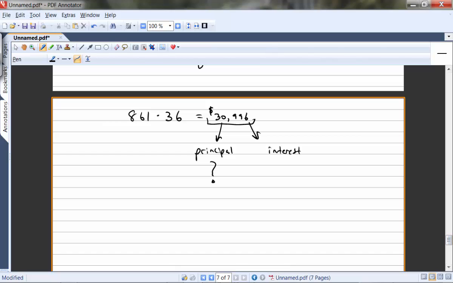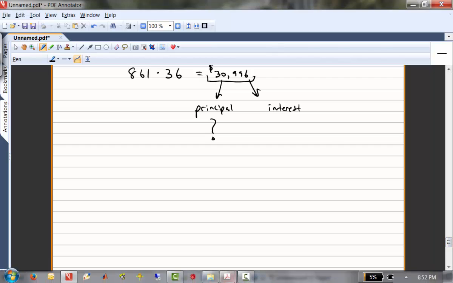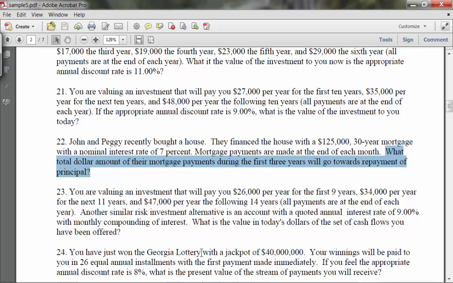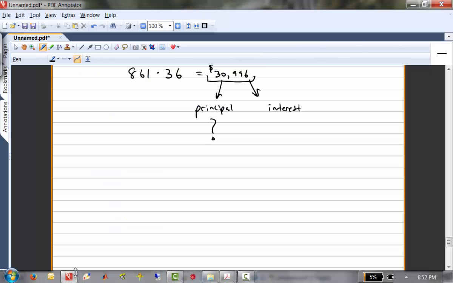Now, you can get at this using a spreadsheet. You can set up a spreadsheet with several columns, and you can figure it out. But you can actually get at it another way. Just reason logically. I'm going to write it down, rather than just say it. Reason like this.